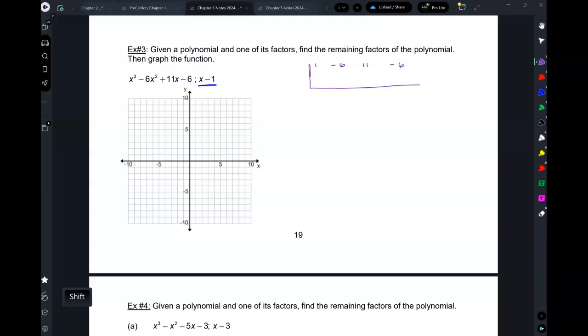So here we put what number outside? 1. Now, this is a factor. What should the remainder be? 0. If you don't get a remainder of 0 and you're told it's a factor, then it's a human mistake, so we have to go back and fix it. Okay, so 1, 1, negative 5, negative 5, 6, 6, 0. Fabulous.